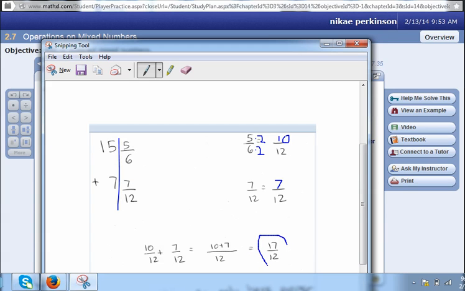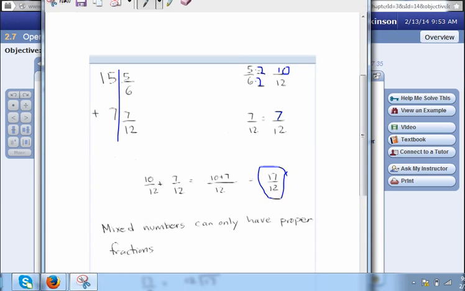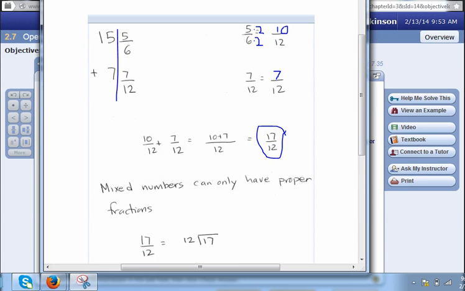Now, one of the things that I notice is this is an improper fraction. And when I have a mixed number, I'm not allowed to have an improper fraction as the fraction part. Mixed numbers can only have proper fractions. So I've got to change this improper fraction to a mixed number. And remember, I do that by dividing the denominator into the numerator. So 12 goes into 17 one time, and when I subtract, I get a remainder of 5.